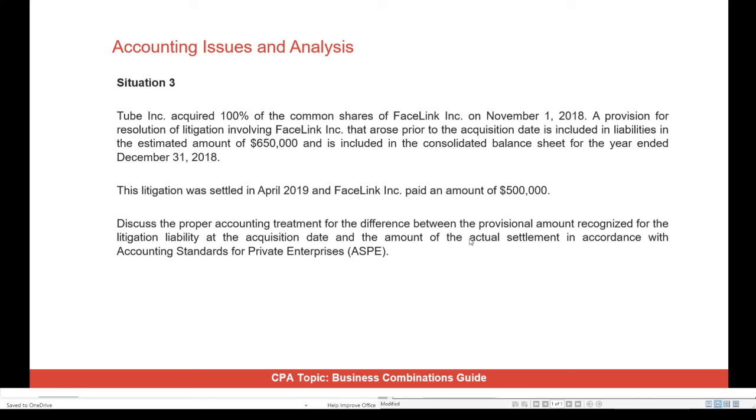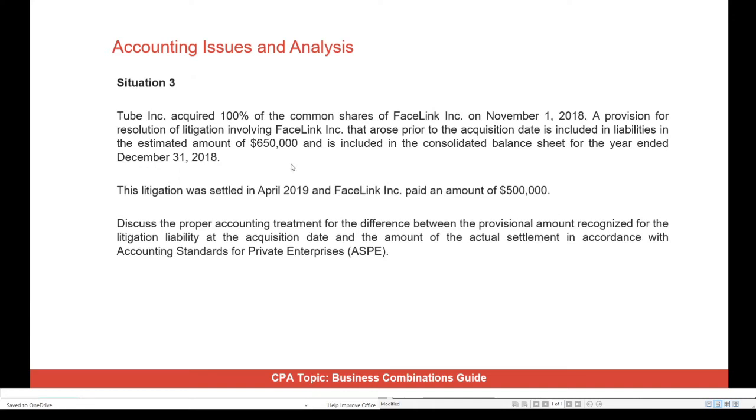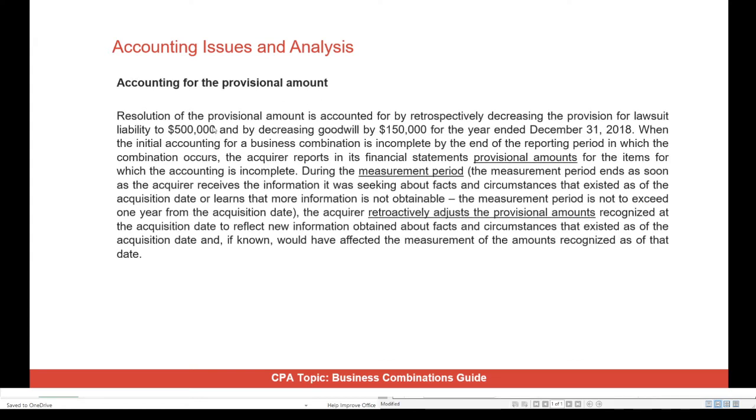In accordance, now we're just going to use ASPE. So the resolution of that amount, you will see, initially it was estimated at $650,000, but the real amount was $500,000. So what would happen? If there was an over amount paid, the goodwill is higher, right? Because the liability is higher and they paid a larger premium, if you think about it.